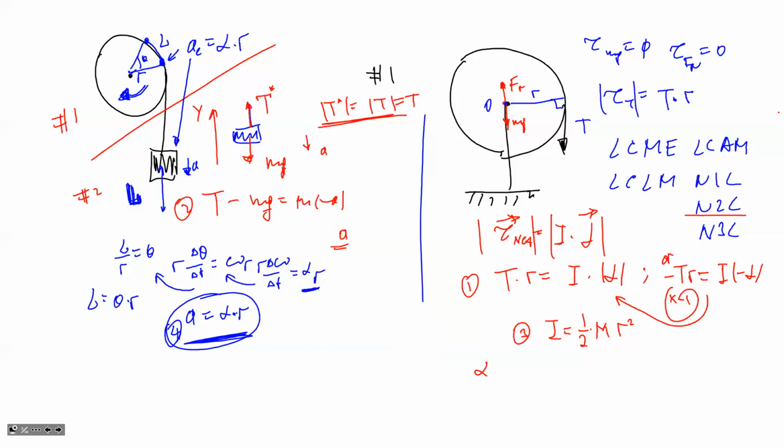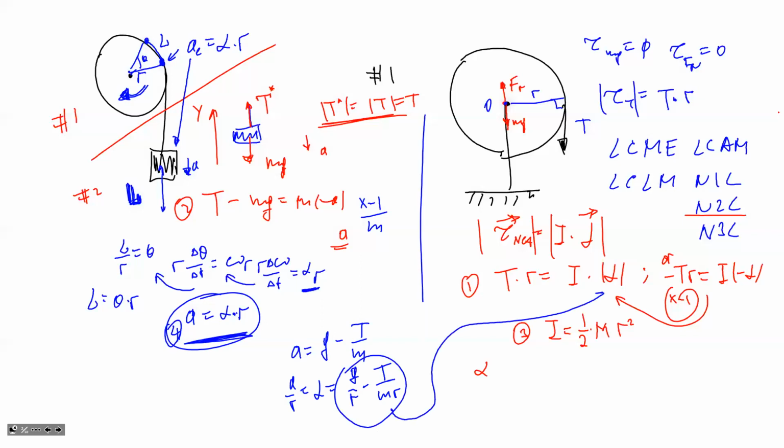So, I want to multiply by -1 and divide by mass to get a only. That's going to be g minus tension over mass. What can I do? A over R gives alpha. So alpha is g over R minus T over MR. It doesn't have to be this way, but now what I can do is take this whole expression and put it in here.